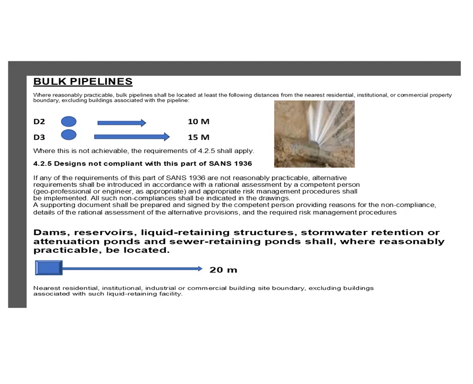It gets governed by, as I said, 1936. Dams and reservoirs, liquid retaining structures. So that liquid retaining structure could be a stormwater retention facility, ponds. I always struggle with this word, please forgive me if I got it wrong. Attenuation ponds. Sewer retaining ponds shall be reasonably practically located 20 meters away. And once again, the importance is that it's away from a building, unless it's a facility, for example a water treatment plant or a sewage plant, that can be closer.